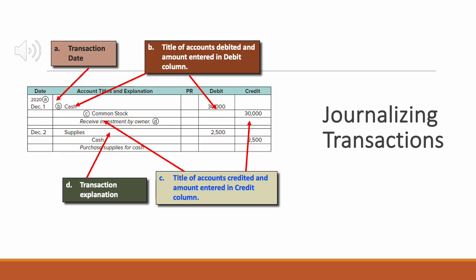Next, we identify the accounts affected by the transactions. The cash account is an asset that has increased. We show increases in asset accounts with a debit to that account. The common stock account also increased, and we show increases in equity accounts with a credit.